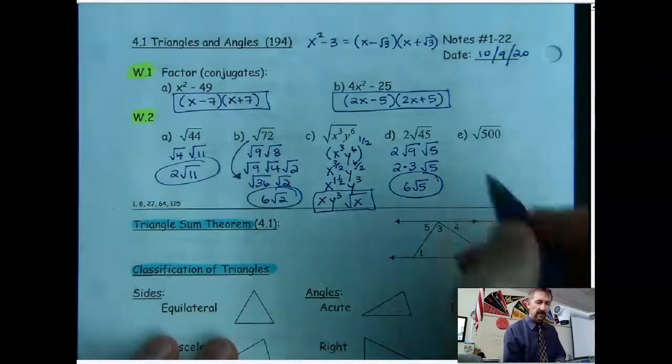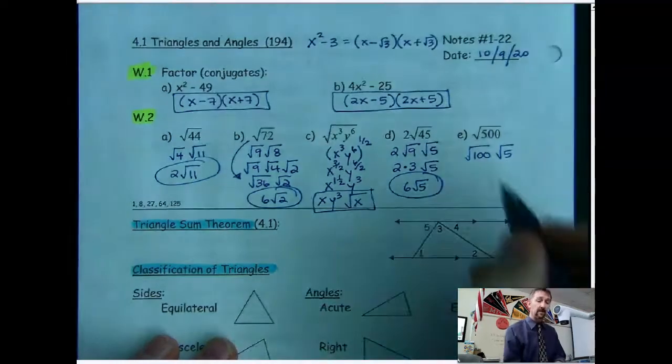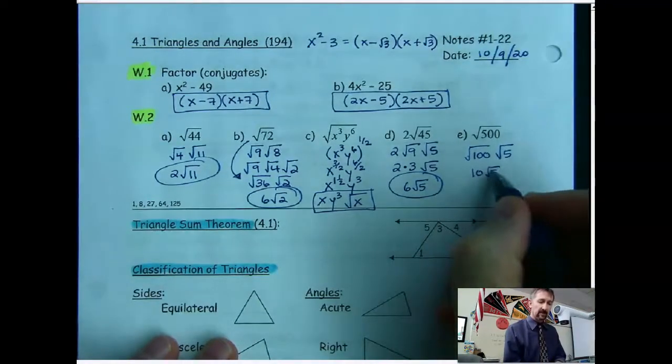And lastly over here, there should be an obvious perfect square in there. I hope everybody sees that. It's going to be 100 times 5. So that's going to be 10 root 5.